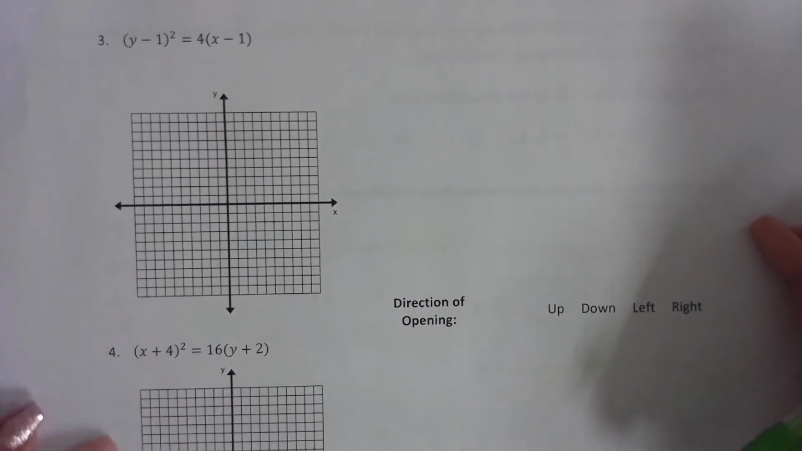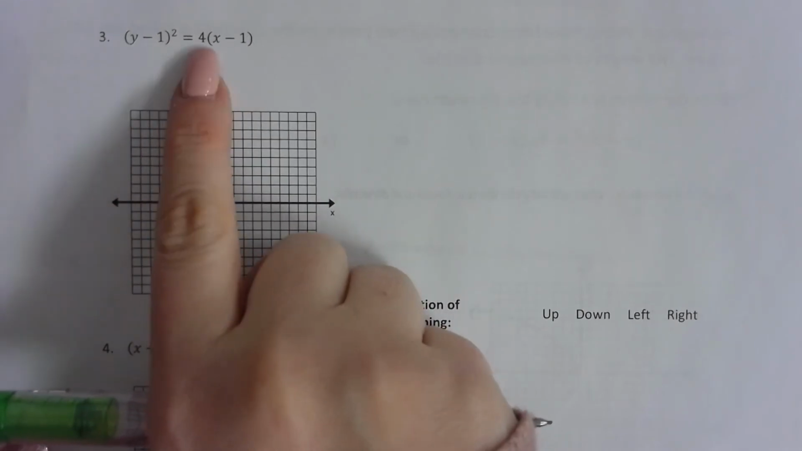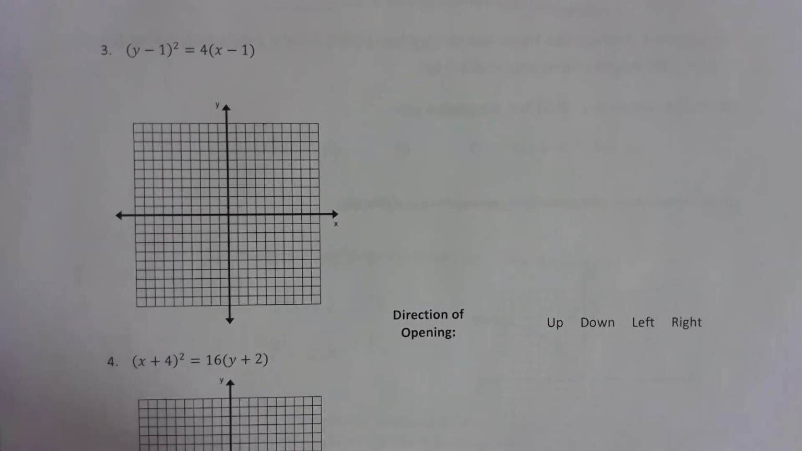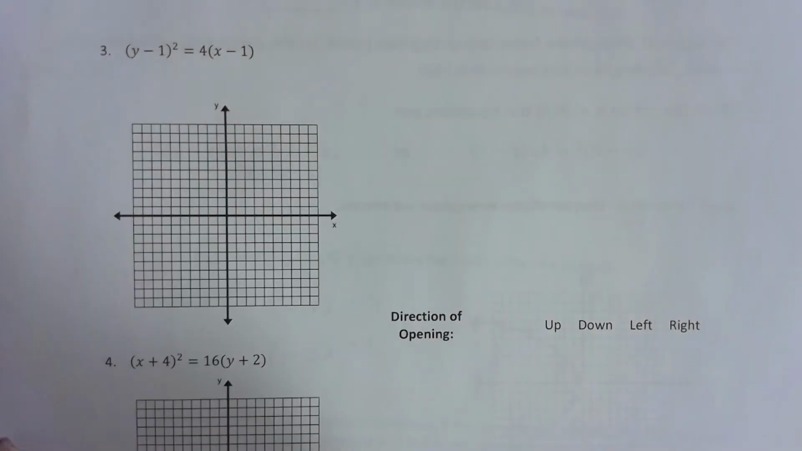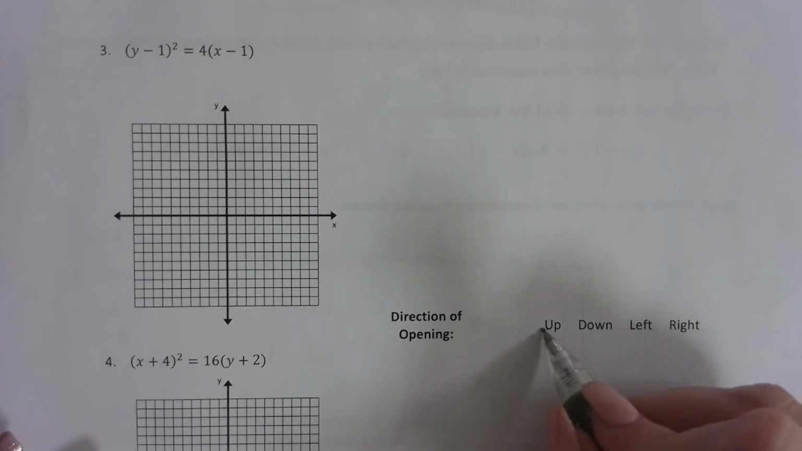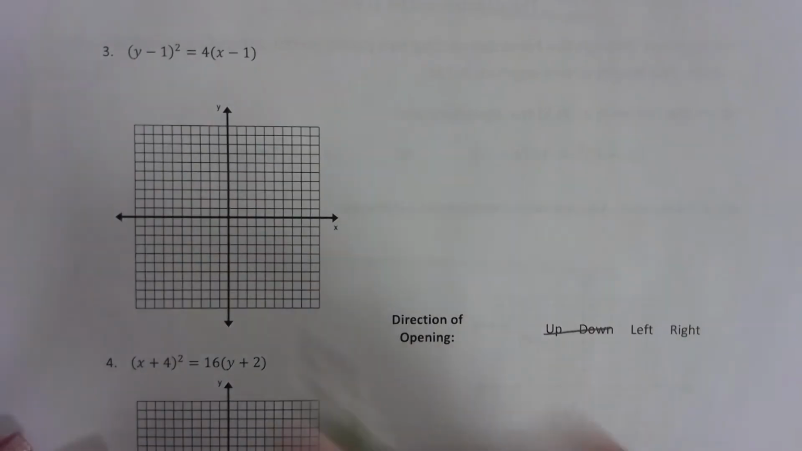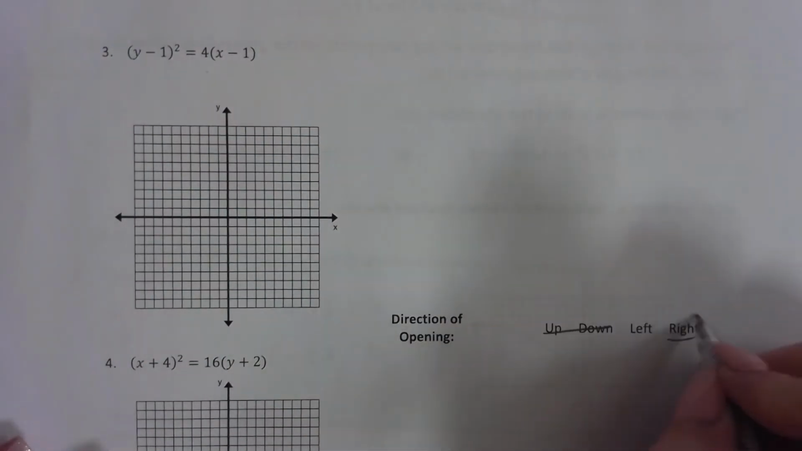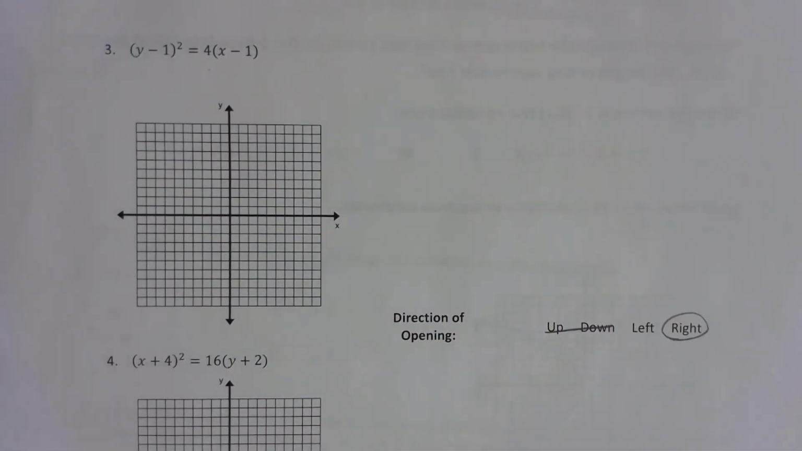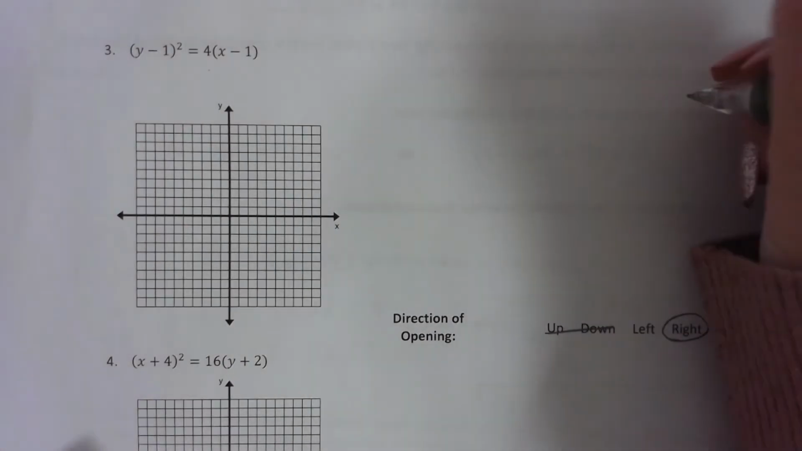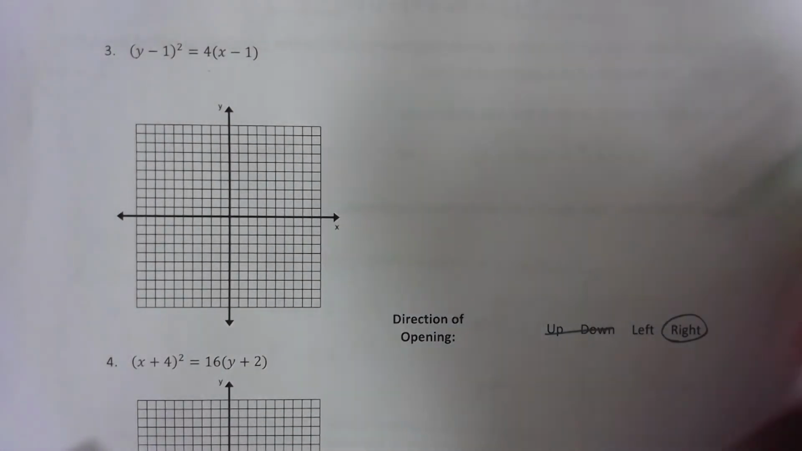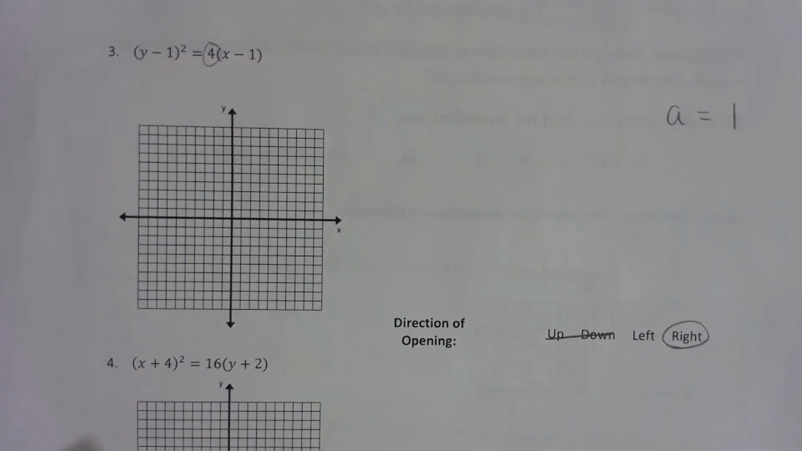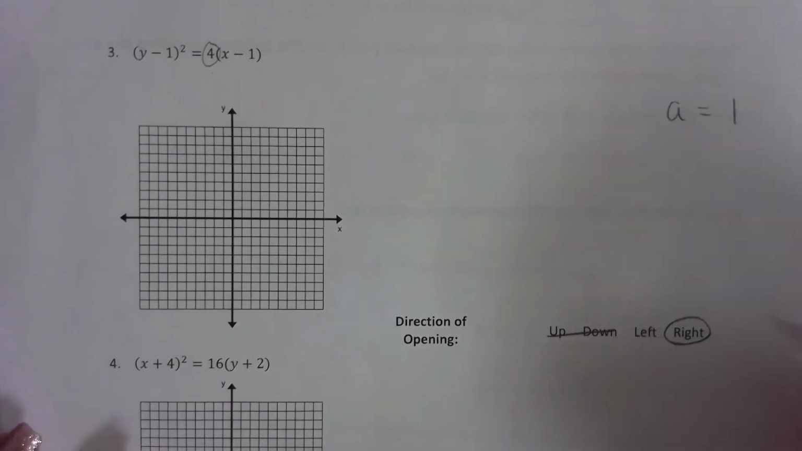All right, and number 3, now we have parentheses, so that means we're going to have a vertex that is not 0, 0. So because this is a y squared graph, once again, because it's y squared, it's not our typical up or down, it's left or right. This is positive, so it's going to be opening to the right. So that would mean in this problem that if I wanted this to be equal to 4a, once again, a is 1, right? 4 times 1 is 4. So a is 1 in this problem.